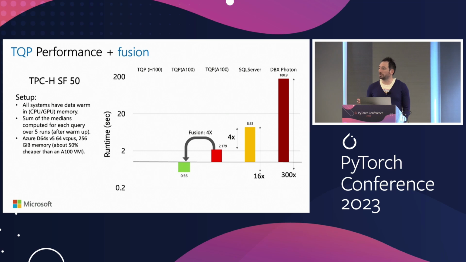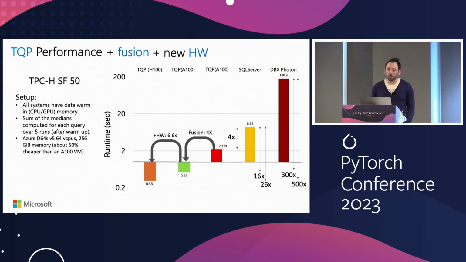Then if we add fusion on top of it, so if we use Antares to do fusion and code generation, we can add another 4x on top of it. And of course, we are on PyTorch, so we can just swap the GPU that we are using to the newest one, such as an A100, and this gives us a total of, say, 6.6x performance improvement compared to the original numbers that we were getting. So at this point, we are able to run the full TPC-H scale factor 50 in 0.33 seconds.